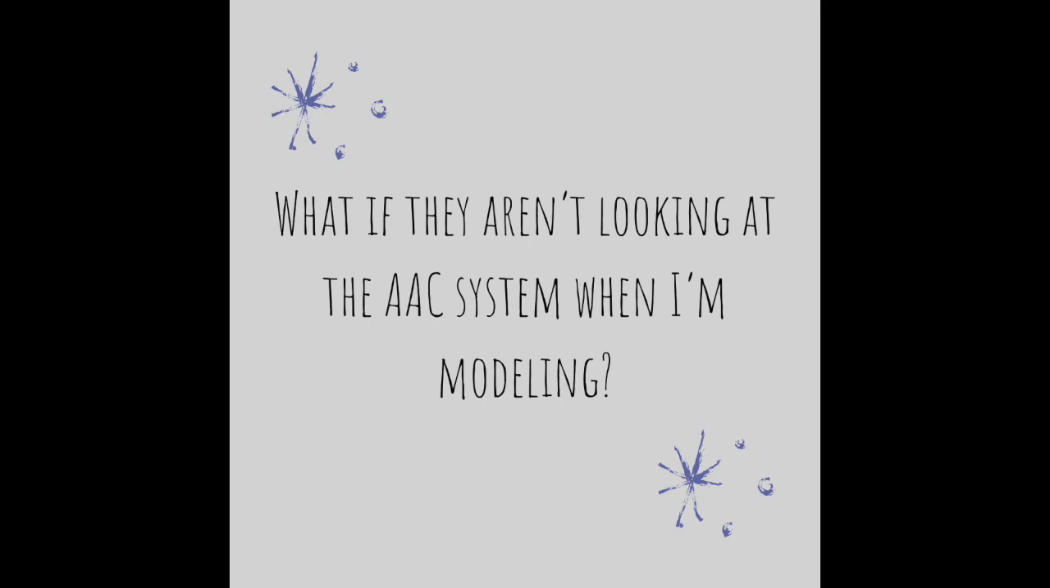Question number 3. What if they aren't looking at the AAC system when I'm modeling? It's okay. Even if they don't seem like they're looking or listening, keep going. You will be amazed at what they're picking up, hearing, etc. Some students might be looking out of their peripheral vision or in a way that's not obvious. They may look when you look away, which means that you most likely missed seeing them look. This could be for various reasons.